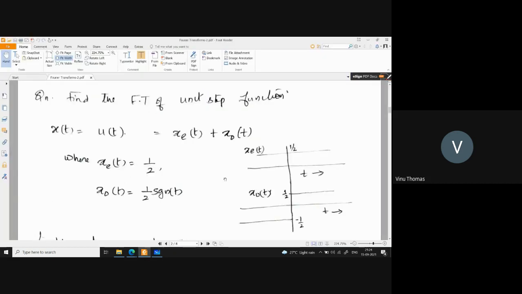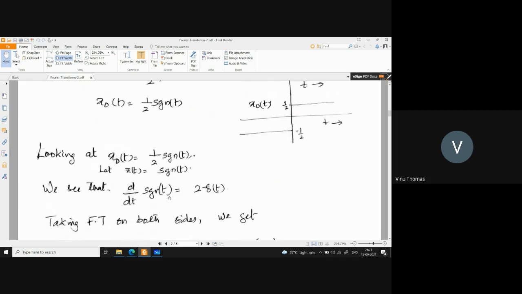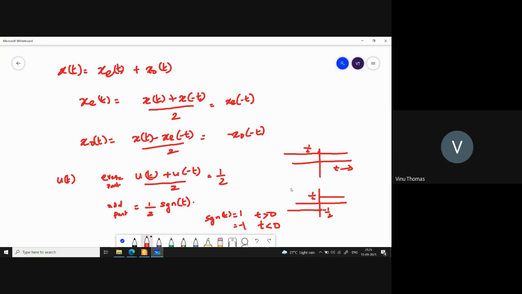So x_e of t is equal to 1 by 2, and x_o of t is equal to 1 by 2 signum of t. And let us look at the second function. We'll write z of t is equal to signum of t. So let us write down the derivative of signum of t, and let us see what happens when you take the derivative of signum of t.